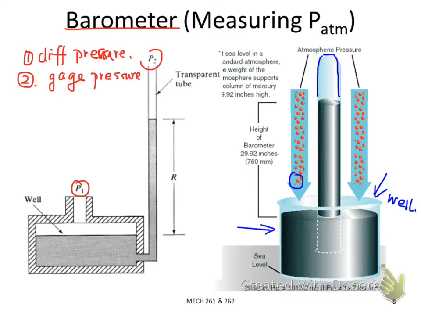I will show you some practical devices. Let's use this as an example to analyze the principle. Assuming inside is pure vacuum, once you measure the height here, this height will tell you directly the atmosphere pressure, because here is basically 0 pressure.